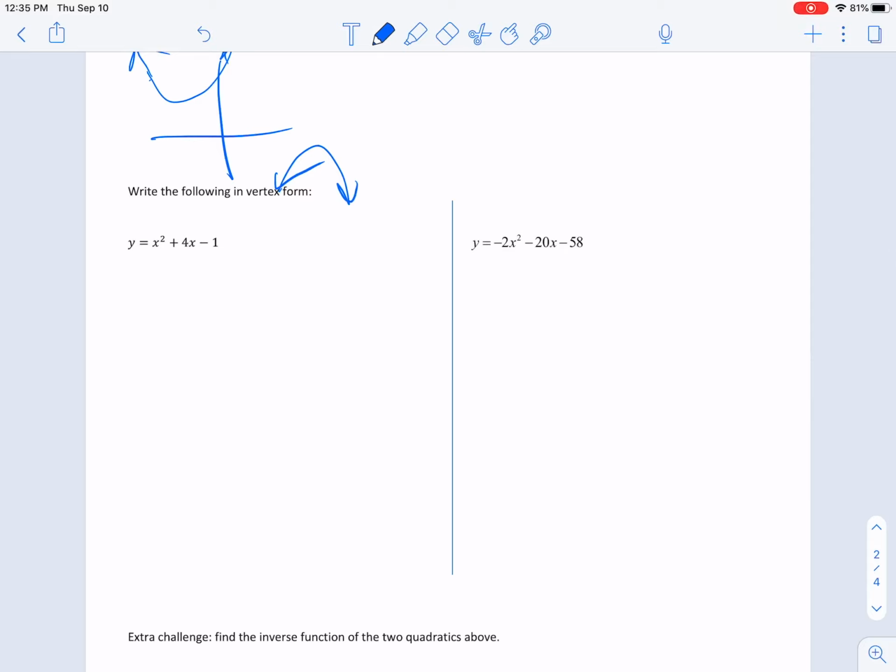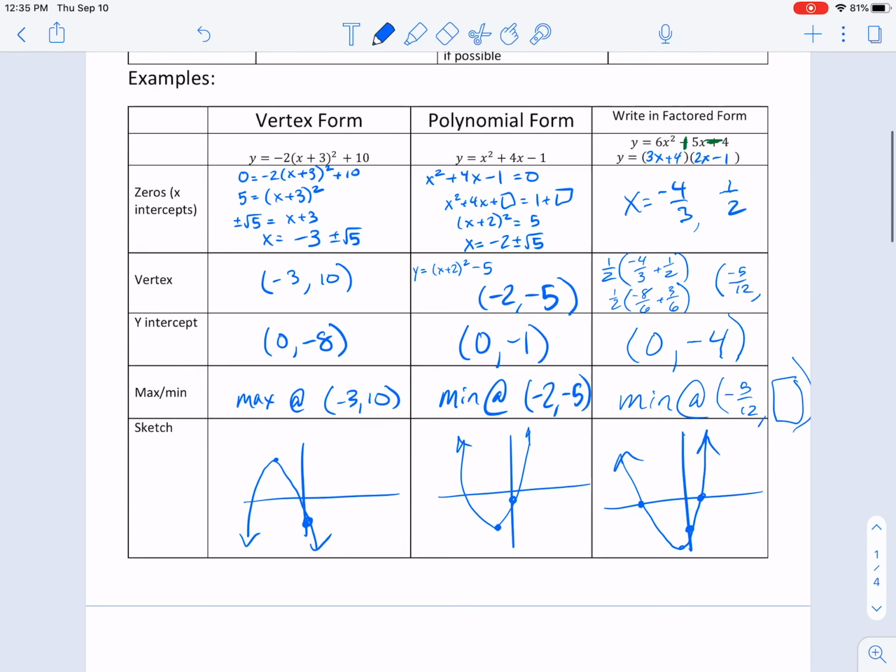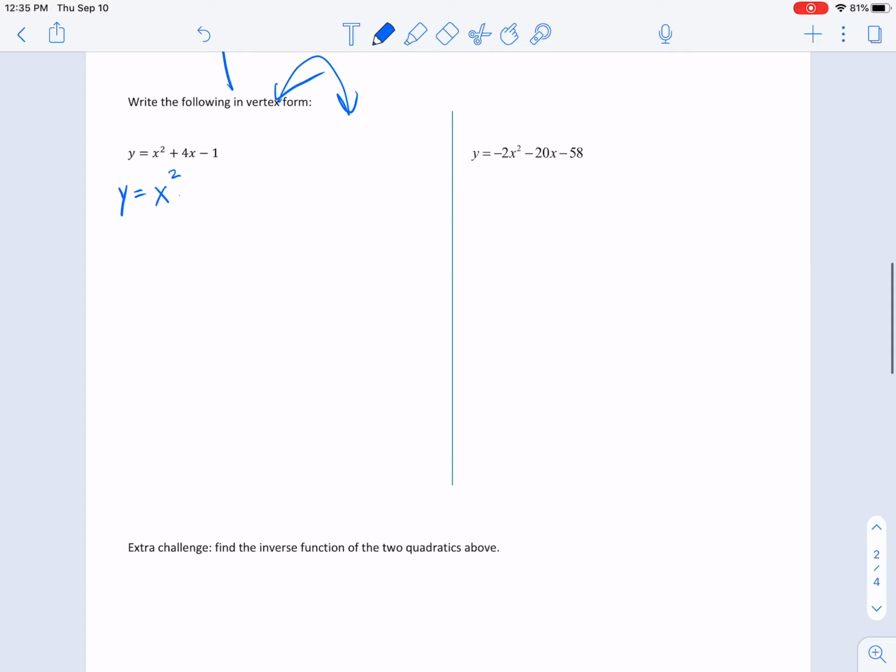Write the following in vertex form. Okay, so this is where I would complete the square. You've got two choices. You can either add the same thing to both sides, or you can add 0. And what I like to do when I'm writing it in vertex form is add 0. And actually, we kind of already did this problem way back up here, but let me talk you through it just in case.